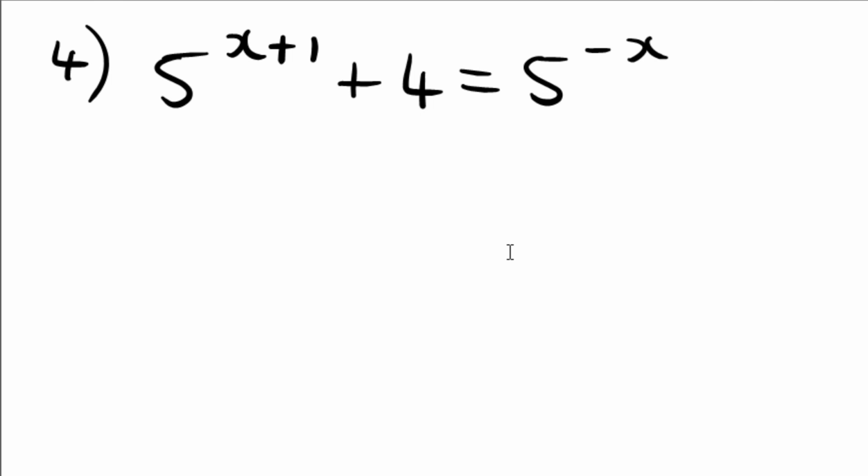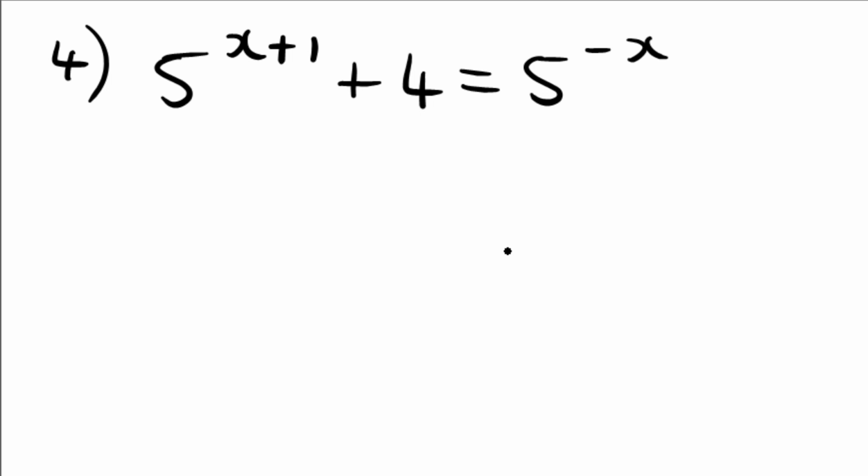Number 4 says solve for x that will make 5 to the power of x plus 1 plus 4 equal to 5 to the power of minus x. What we want to do first is rewrite this 5 to the power of minus x as 1 over 5 to the power of x. From there we can see what we can do.